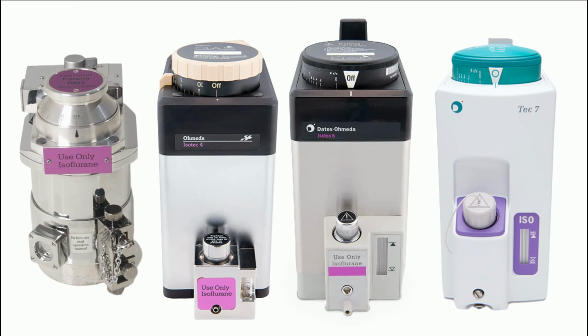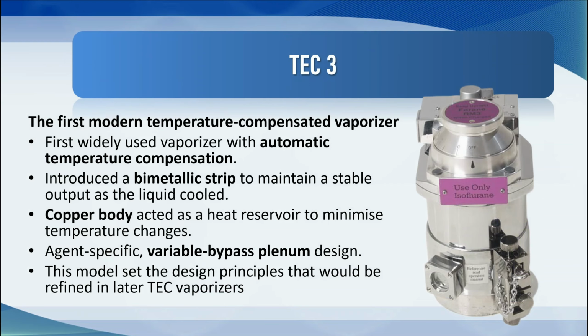Let's take a spin through the TEC vaporizers. Originally developed by Ohio, that company became Omeda, Datex Omeda, and then GE. This is the TEC 3 vaporizer, introduced originally in 1969, and it became the workhorse vaporizer of the 1970s. You can see that it looks remarkably similar to the original Cyprane vaporizer, but it was technologically significantly different.